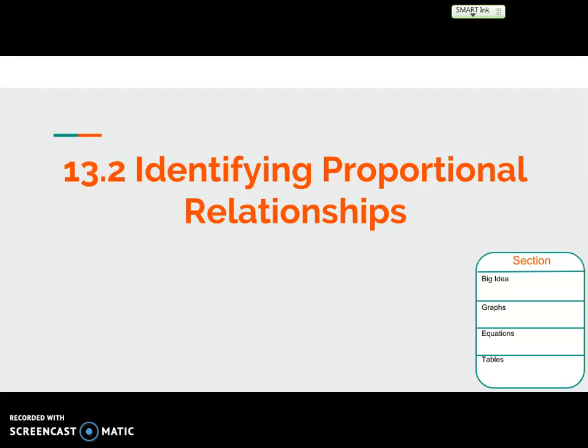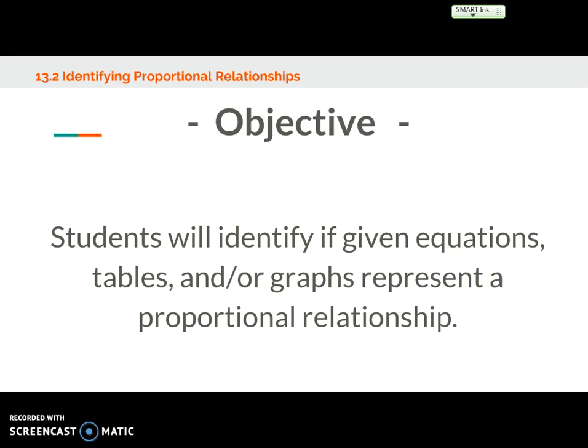Well, hey there, and welcome to 13.2, Identifying Proportional Relationships. Remember as you go, make sure you are pausing and writing all of this information down. We're going to have some graphs here that you're going to need to copy, kind of sketch. Make sure you have all of that in your notes so that on the test you are good to go.